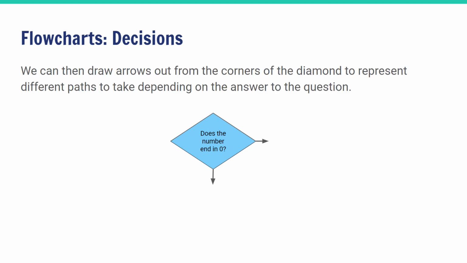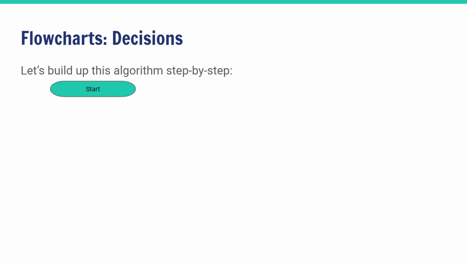Once we've drawn the diamond shape and put the question inside it, we can then draw arrows out from the corners of the diamond shape. That's why the diamond shape is useful, because it's got these corners. We can draw the arrows coming out from the corners to represent the different paths that our algorithm can follow depending on the answer to that question, whether it's yes or no. So we put a little yes and a little no next to the questions, and so then we can build up an algorithm step by step like this.